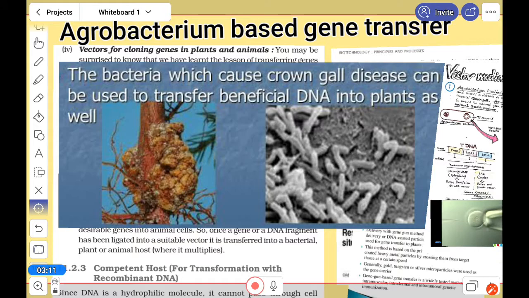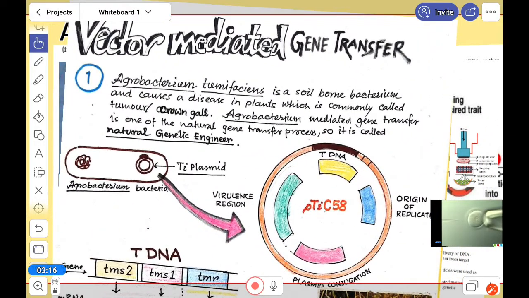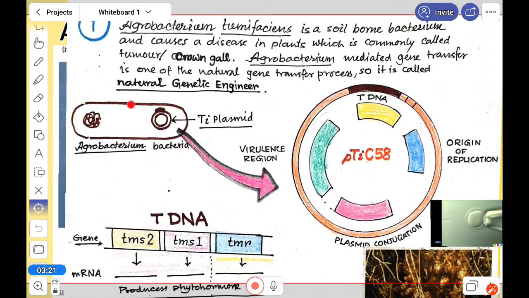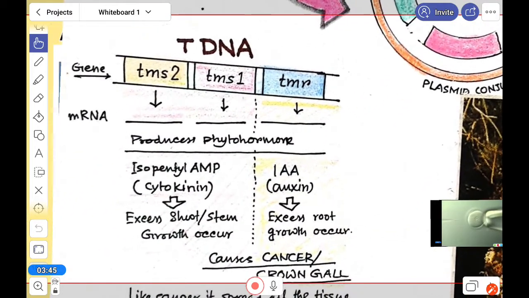So let's know a little bit about this part. Here is Agrobacterium tumefaciens. You can see this is the bacterium. Here is the bacterial genome, and here is the plasmid. This plasmid we call the Ti plasmid, the tumor inducing plasmid. It means they have some genes which can produce a tumor. This is called the tDNA, and here is the plasmid structure.